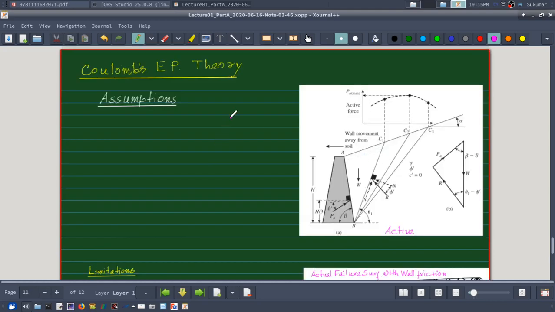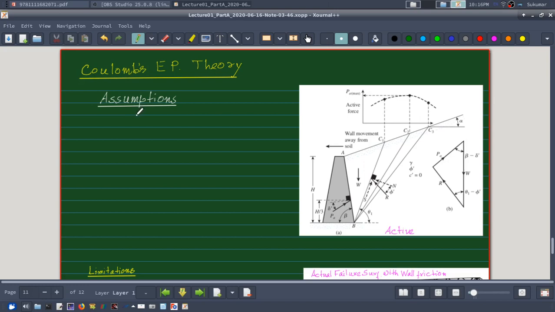Okay, next we are going to discuss the Coulomb's earth pressure theory. This was another earth pressure theory, one of the oldest geotechnical theory developed by Coulomb, when he was acting as a military engineer in the islands of Caribbean. I told you this story in the last class, I suppose. So Coulomb's earth pressure theory has the biggest advantage as it considers the friction between wall and the backfill.